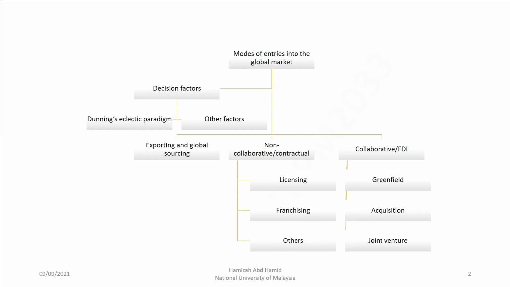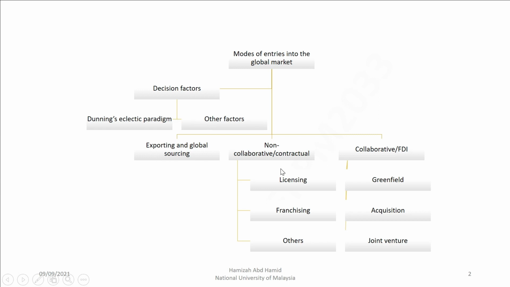So there are several modes of entry to the global market. Macam mana nak enter global market, ada beberapa cara lah. Ya, ia juga bergantung kepada a few decision factors. Ya, decision factors can be categorized through Dunning's eclectic paradigm and also other factors as well.